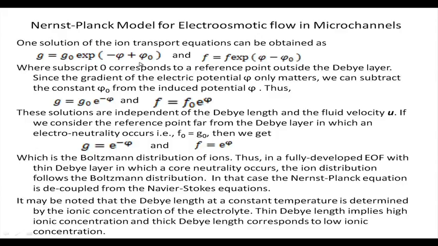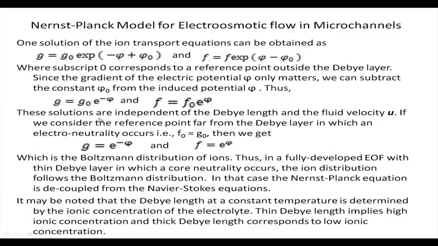Now the gradient of phi is important, so I can redefine the induced electric potential in this case as phi minus phi 0. If I do that, I can get g equal to g0 e to the power minus phi, and f equal to f0 e to the power phi. Now these two show that they are independent of kappa h. So whatever the choice of kappa h, the ionic concentration is invariant. And it is somewhat similar to the Boltzmann distribution also.